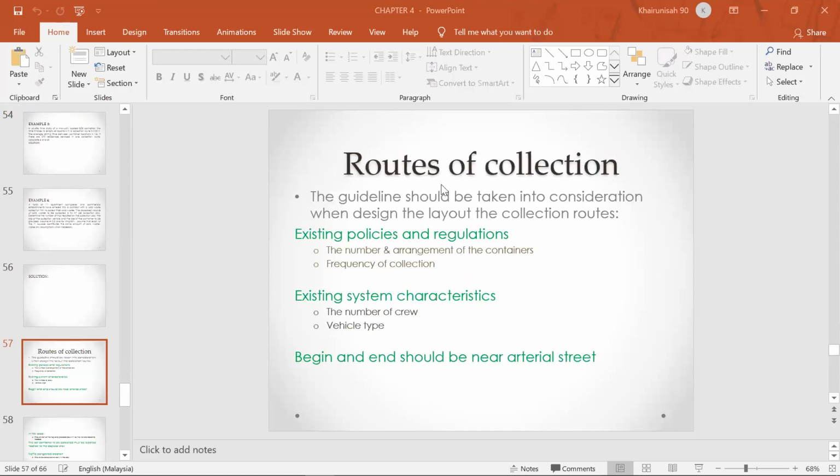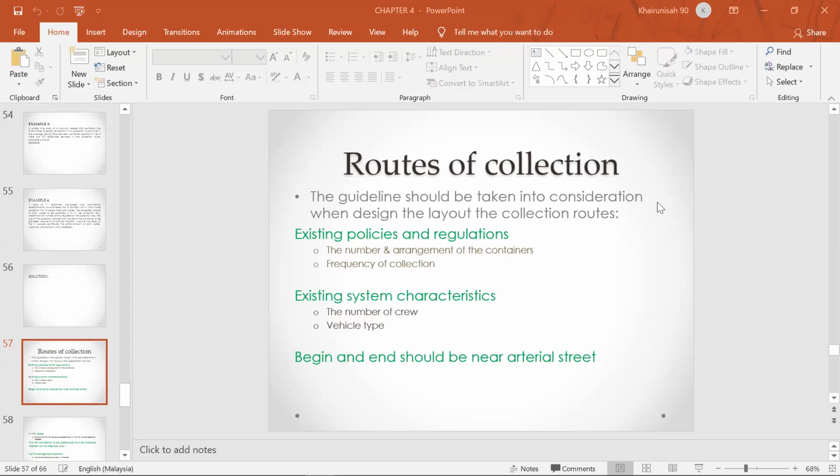We proceed with this one, the routes of collection. Okay, the routes of collection are just guidelines that should be taken into consideration when designing the layout of the collection routes, because this makes it easiest for the drivers for collection purposes. And then this must apply based on the existing policies and regulations and existing system characteristics.